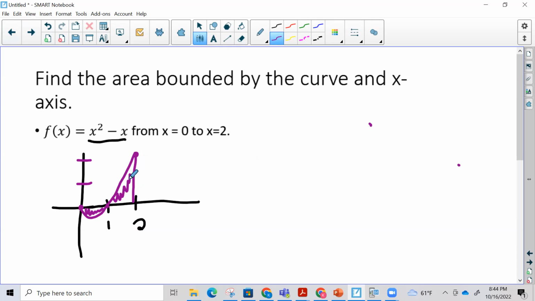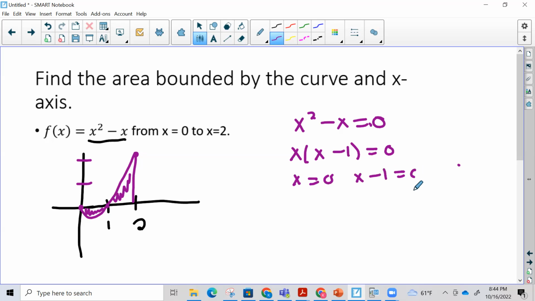So we're going to do f of x equals x squared minus x. We want to find the area bounded by the curve and the x-axis from 0 to 2. First off, you probably want to graph this in your calculator. You also need to find the x-intercepts. You can do that by looking at the calculator, or if you prefer things algebraically, you set your function equal to 0. You factor, so you can factor out an x, and then you set each factor equal to 0, and that would give you your two x-intercepts. So I get x equals 0 and x equals 1.